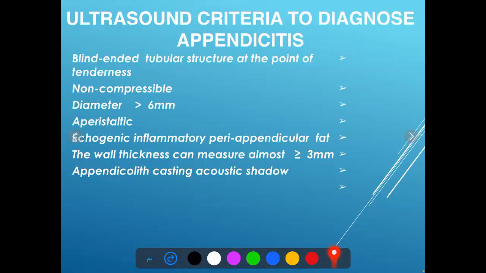Ultrasound criteria to diagnose appendicitis: a blind-ended tubular structure at the point of maximum tenderness. It is non-compressible and aperistaltic with a diameter of more than 6 mm and surrounded by echogenic inflammatory appendicular fat. The wall thickness is equal to or more than 3 mm. Appendicolith casting an acoustic shadow.